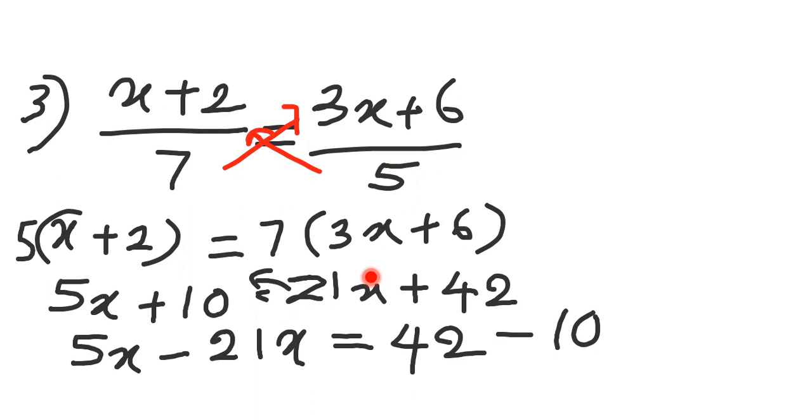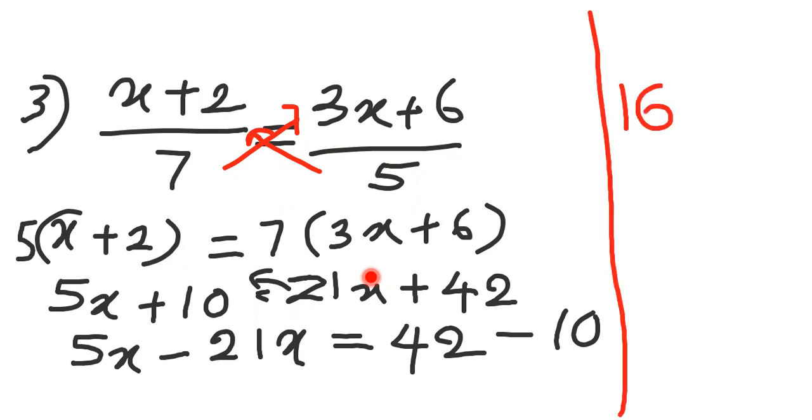So 5x minus 21x means, what is 21 minus 5? 21 minus 5 is 16. Then 5 minus 21 means negative 16. Negative 16x equal 42 minus 10, which is 32.